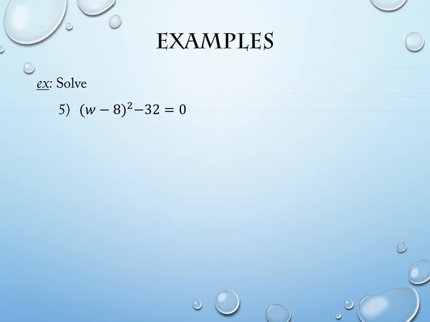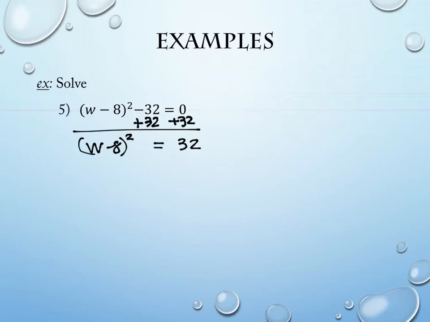So the first thing I'm going to do is that negative 32, I'm going to move it to the other side. Okay? So the first thing I want to do is get the squaring part alone. So I want to leave the w minus 8 squared on the left, and it now is equal to 32 on the right. Is that good so far? I just shifted a number. I'm allowed to do that. I can add a number to both sides.